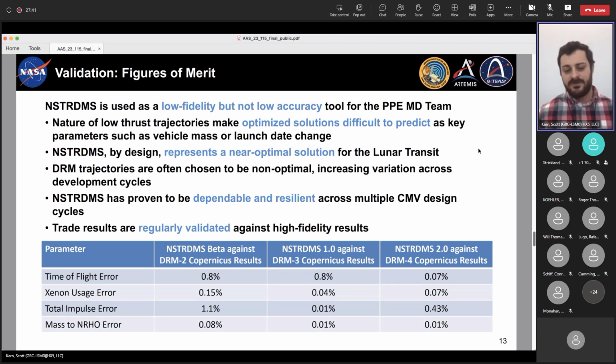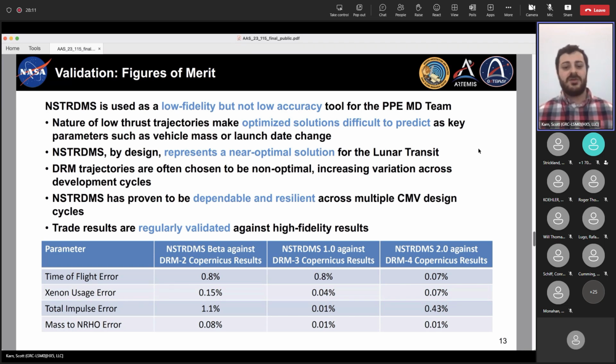You can see that we did pretty good against DRM2 in terms of being able to replicate the trajectory. We had errors in under 1.5% in terms of our major figures of merit, which are time of flight, propellant consumption, total impulse, and mass delivery. Between DRM2 and DRM3, we actually completely rewrote our methodology and increased the fidelity of the tool quite a bit. And in doing so, we were able to minimize a lot of those errors. So now we're down under 1%.